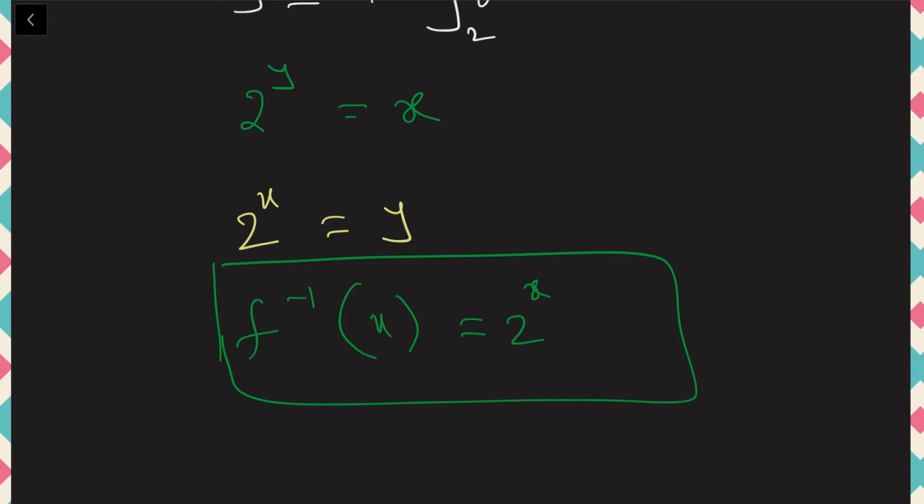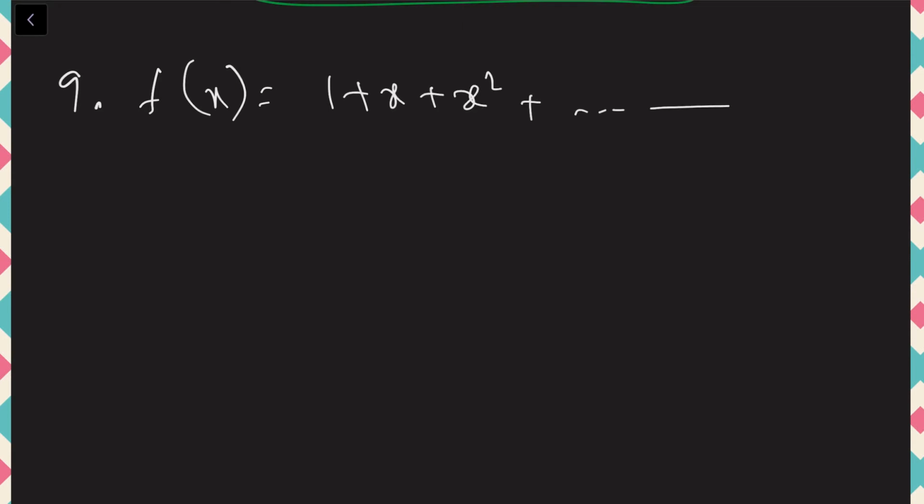Next, bit number 9. The function f of x is defined by 1 plus x plus x square plus and so on. Then he is asking to show that f inverse is x minus 1 by x. First of all, this function is not at all in order, like 1 plus x square, so much is there. First, we need to convert it to a single term, otherwise two terms.